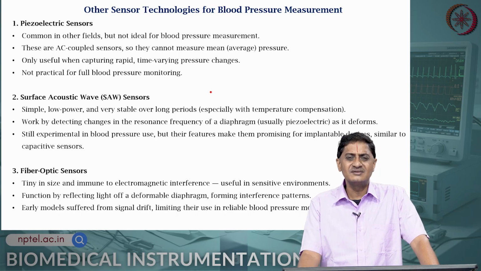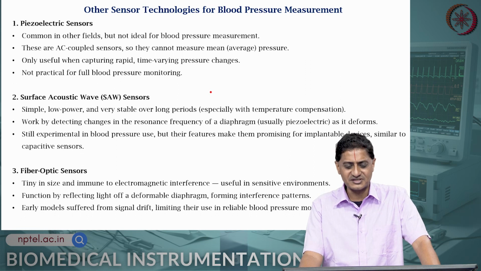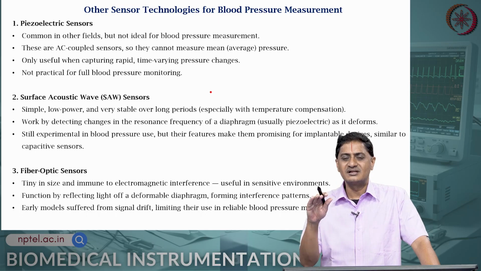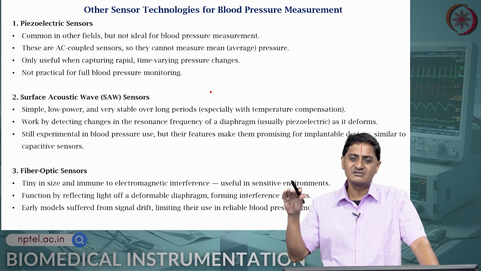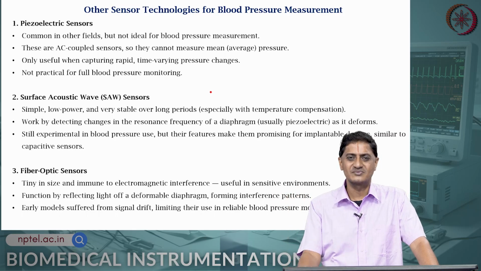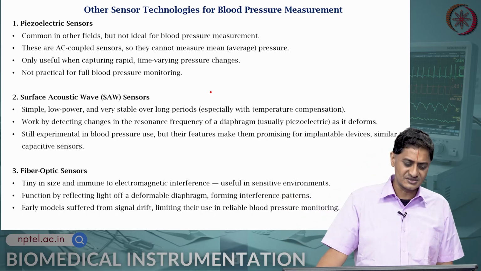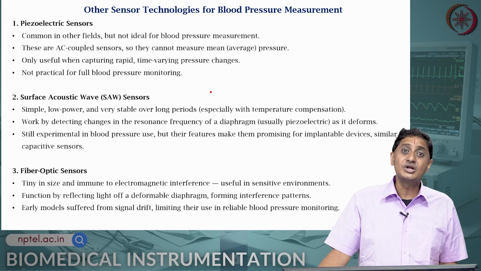So these are AC coupled sensors, so they really cannot measure mean pressure or average pressure. So these are only useful for capturing transients or fast time varying pressure signals, and not useful for blood pressure monitoring in a case where the pressure is going to remain approximately constant or change relatively slowly. In such cases, piezoelectric sensors are not really the modality of choice.